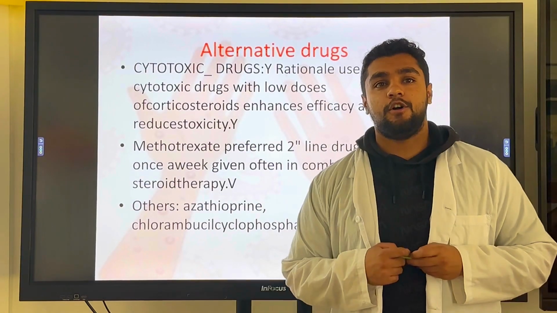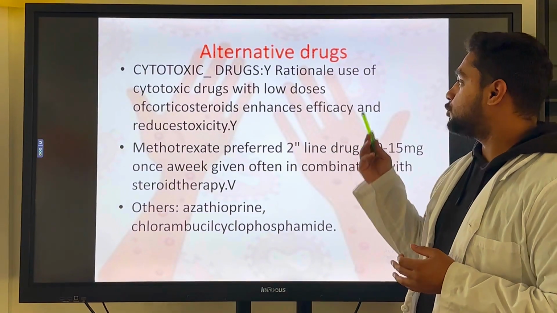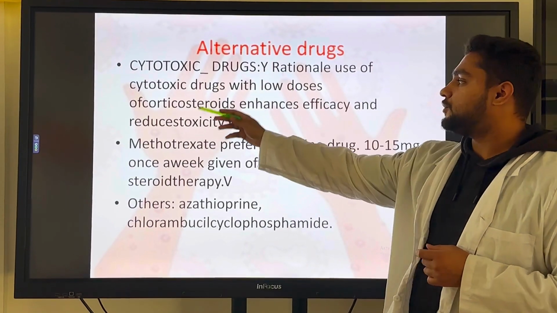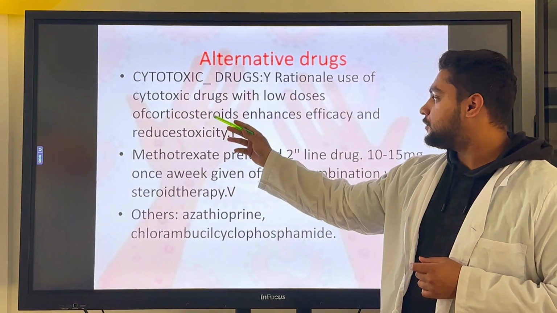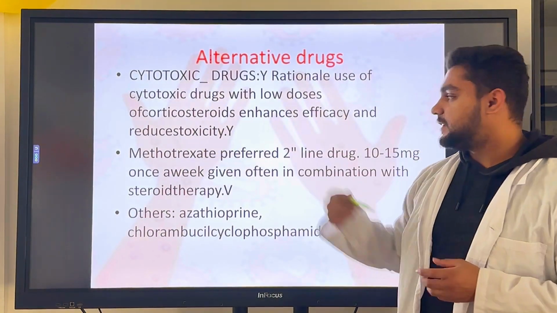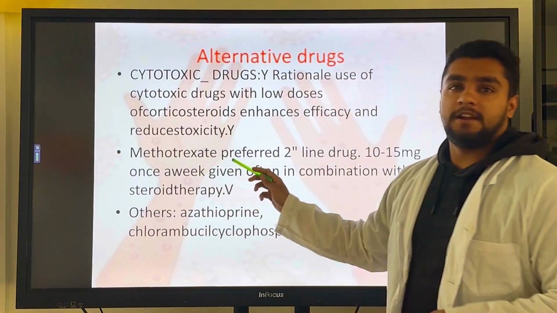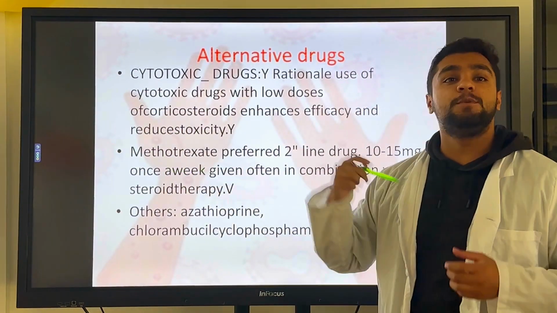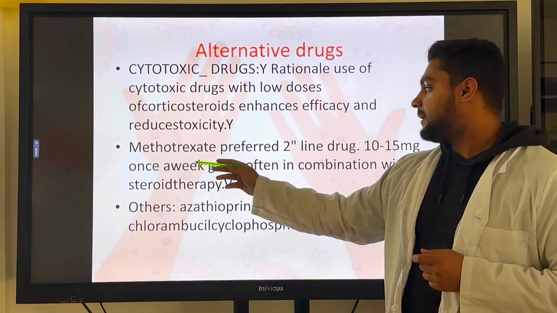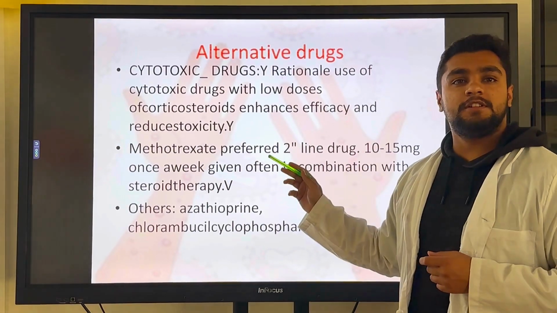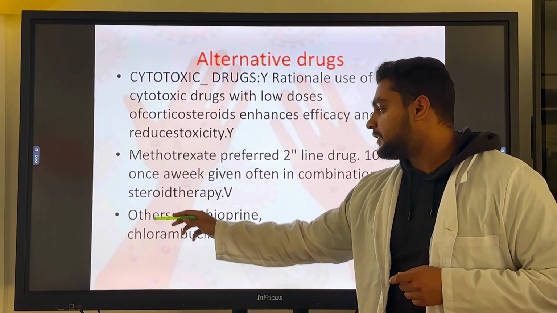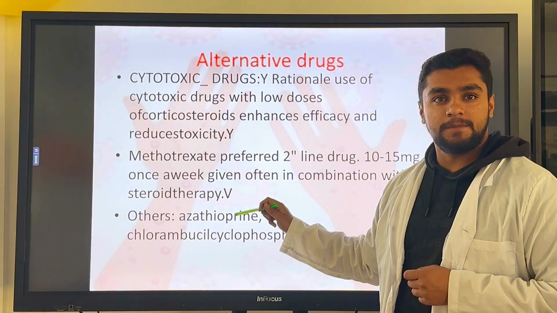Now we have the alternative drugs, starting with the cytotoxic drugs. Rationally, use of cytotoxic drugs with low doses of corticosteroids enhances efficiency and reduces the toxicity of the disease. Methotrexate is a common example of an immunosuppressant. This is the preferred second-line drug, 10 to 15 mg once a week, often given in combination with corticosteroids. Another is azathioprine, another common example of an immunosuppressant.